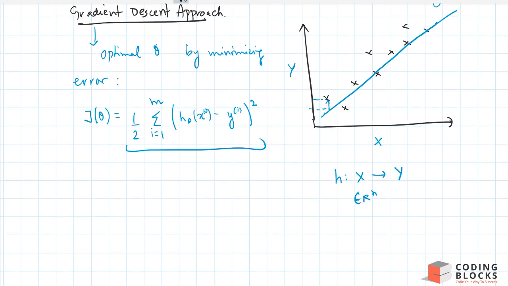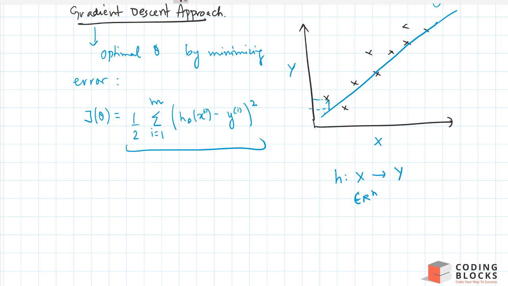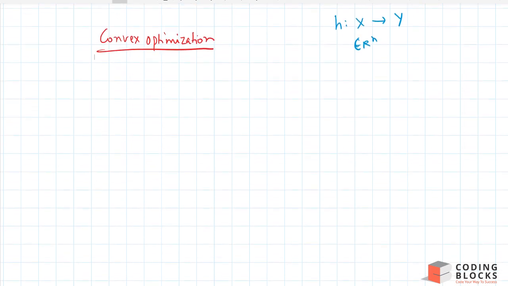So before starting with gradient descent, let me talk a little bit about convex optimization, right? How to optimize a convex function. So what is a convex function?